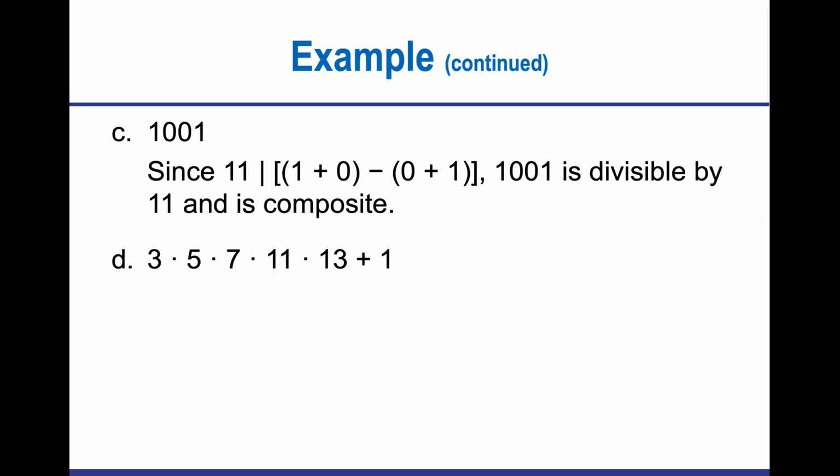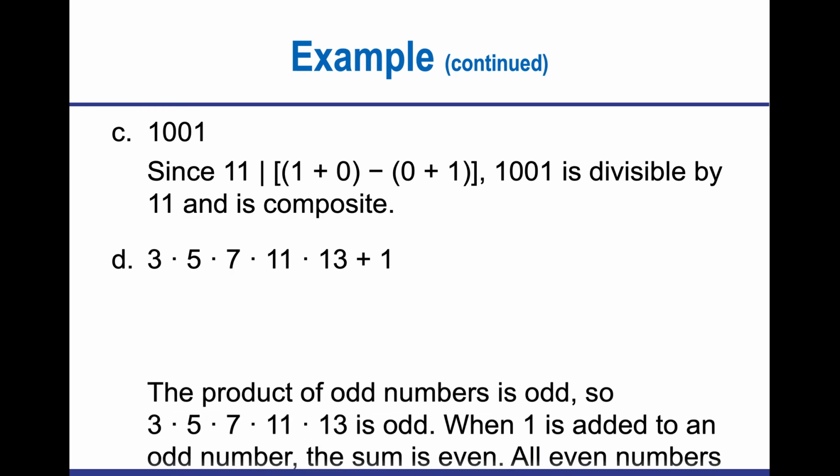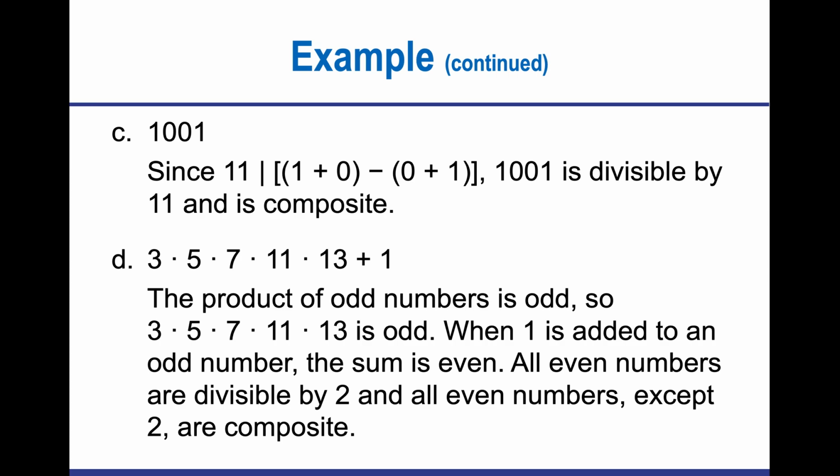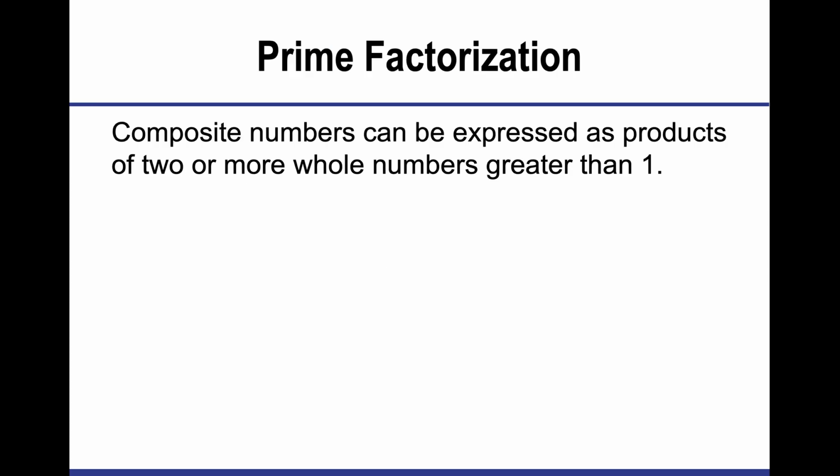For 1001, if I look at that, it's going to be divisible by 11. So it's going to be composite. And then if I look at this one first, I'm going to simplify it. So I'm looking at the product of its odd numbers, and then I'm adding 1 to it. All even numbers are divisible by 2. And all even numbers except for the number 2 are composite.